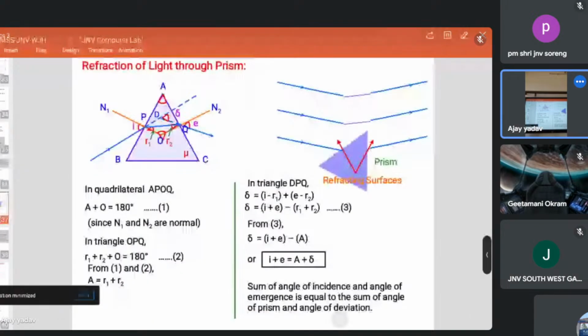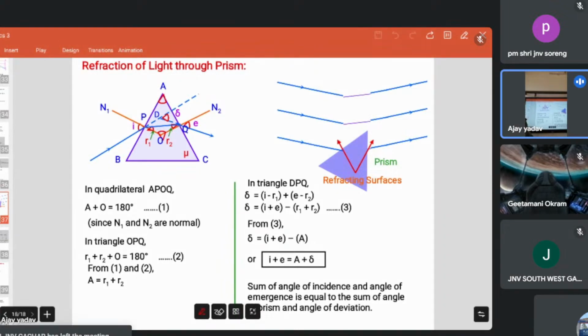Next, now we come to prism. This is an important topic again, prism. So in case of prism, you all know the basics of prism. Now this is the prism, and in a prism there are two refracting faces, and the angle between these refracting faces is called the angle of a prism.